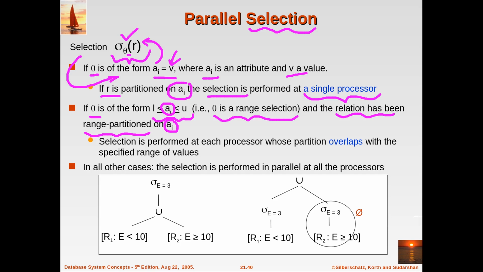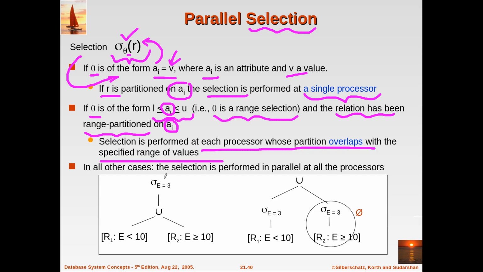So we will be producing more tuples which come under the given range. In this situation it is not possible to use a single processor, so we need to perform the selection on different processors. The selection will be performed at each processor whose partition overlaps with the specified range of values. We will see this situation.